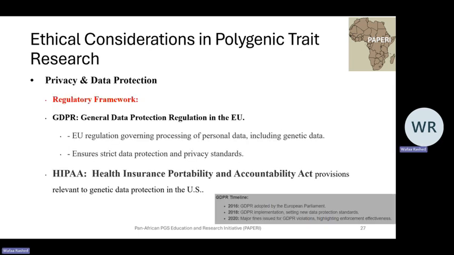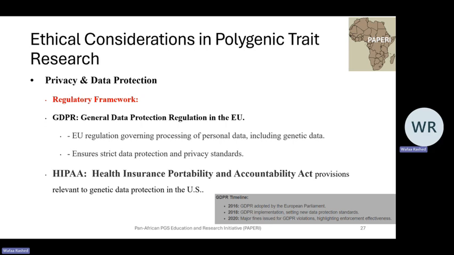For privacy and data protection, there are also two well-known regulatory frameworks, and you should be aware of them if you will do research in the USA or in Europe. In Europe, there is GDPR, very important to know, the General Data Protection Regulation. It's a European regulation governing processing of personal data, including genetic data. It ensures very strict data protection and privacy standards. It was adopted by the European Parliament in 2016 and became effective in 2020.